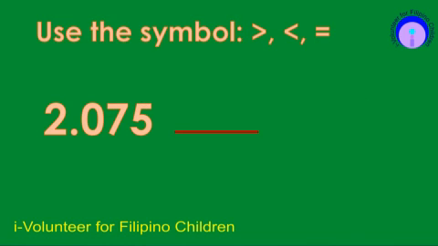Let's compare 2 and 75 thousandths and 2 and 7 tenths. Let's compare from left to right. At the ones digit, they are the same. At the tenths digit, 0 and 7 is compared. Therefore, 0 is less than 7. 2 and 75 thousandths is less than 2 and 7 tenths.